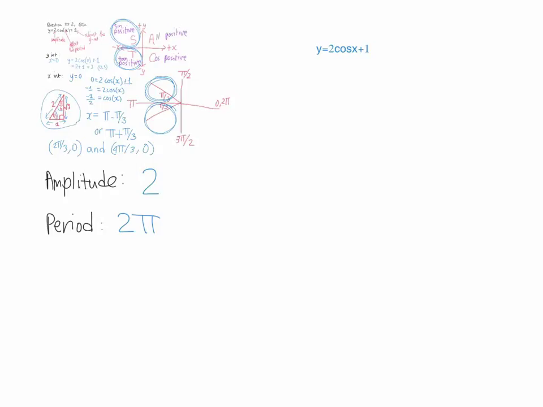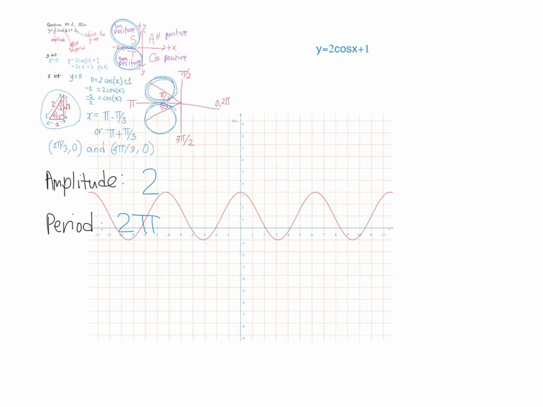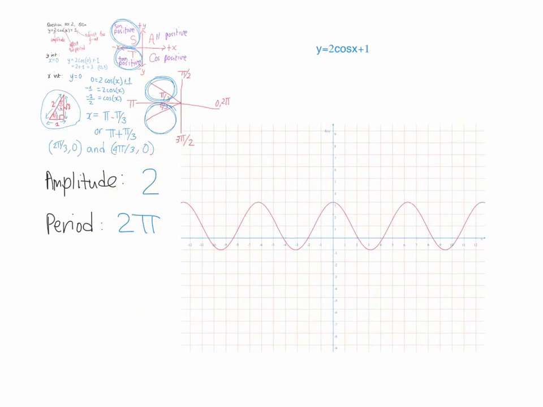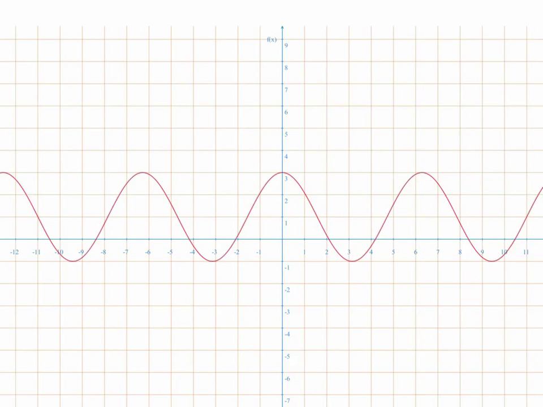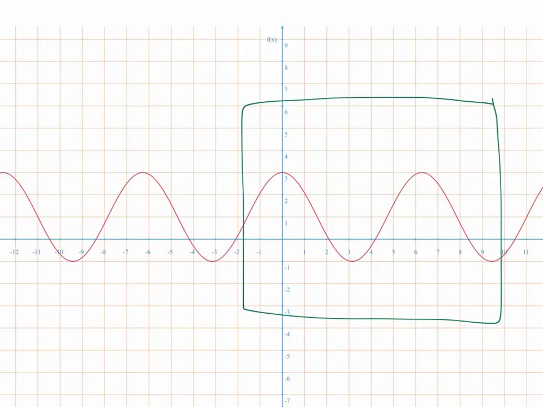So now we plot the graph. Magic. And we'll move that there so you can see it. Now the question said to plot the graph between 0 and 2 pi. So this graph's a bit too long for what we need. So we'll just look at basically this bit here. This is the 2 pi mark.